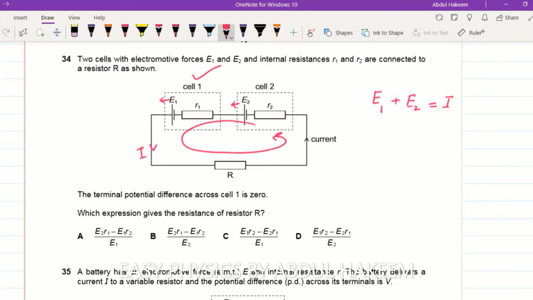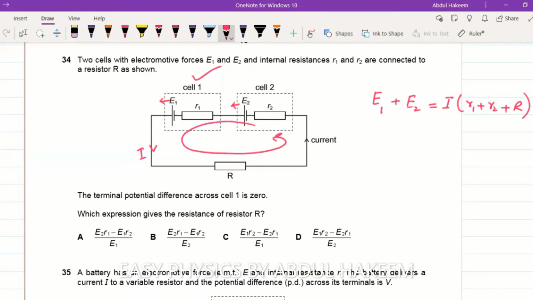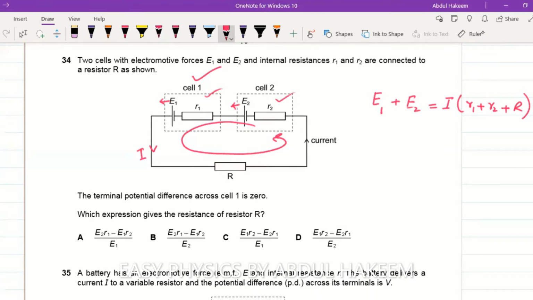and it is equal to I times R1 plus R2 and the capital R external resistance. So this is Kirchhoff's second law. So the total potential supplied is exactly equal to the total potential used. So E1 plus E2 is equal to current I. This is a series circuit with single current I, internal resistance R1, internal resistance R2, and external R.